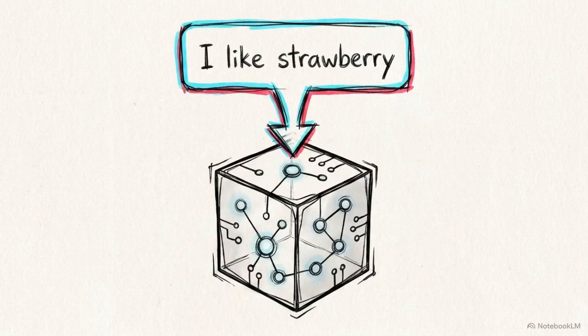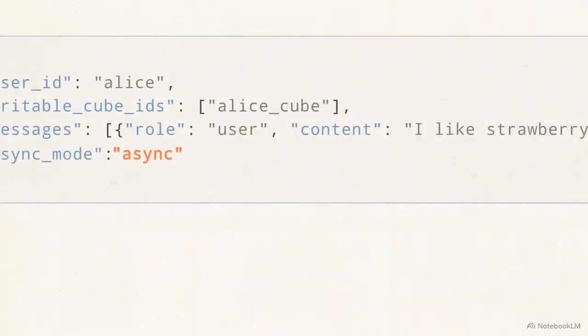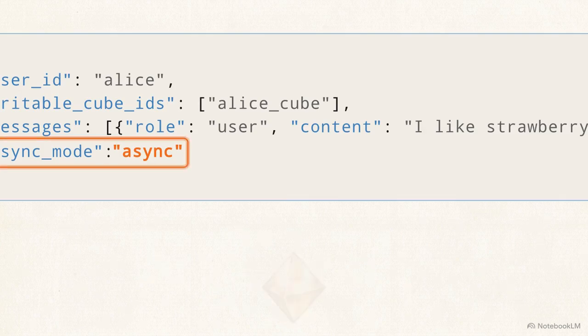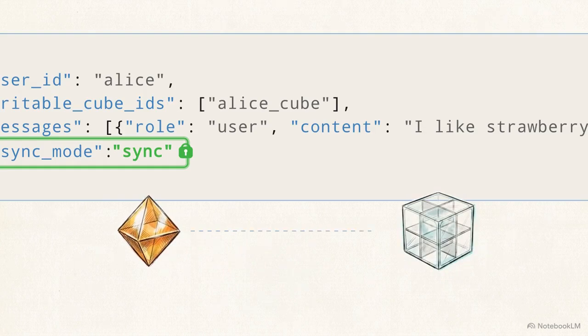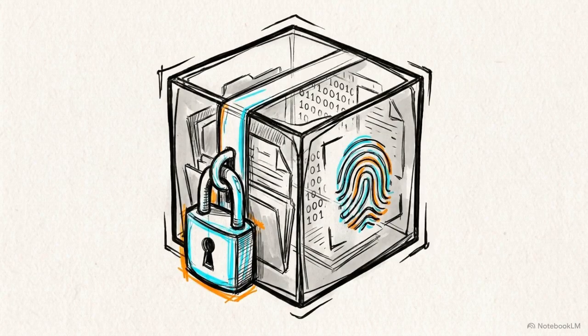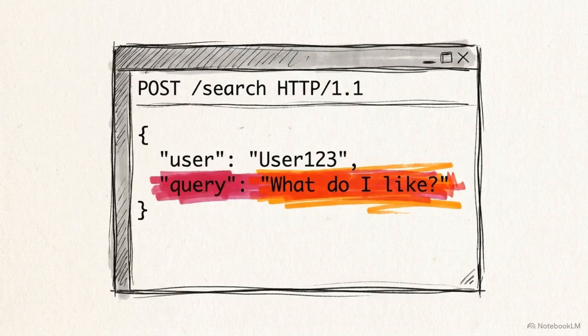With the container ready, write the second post request to the /add endpoint. We will push a specific user fact, the phrase "I like strawberry," into our newly created MemCube. Before sending, locate the async mode parameter in your JSON payload and switch the value to sync. This forces the database to update immediately, so our data is ready to retrieve in the next step. Isolating data within a MemCube ensures that the agent's retrieval is limited only to the context of that specific user or session.